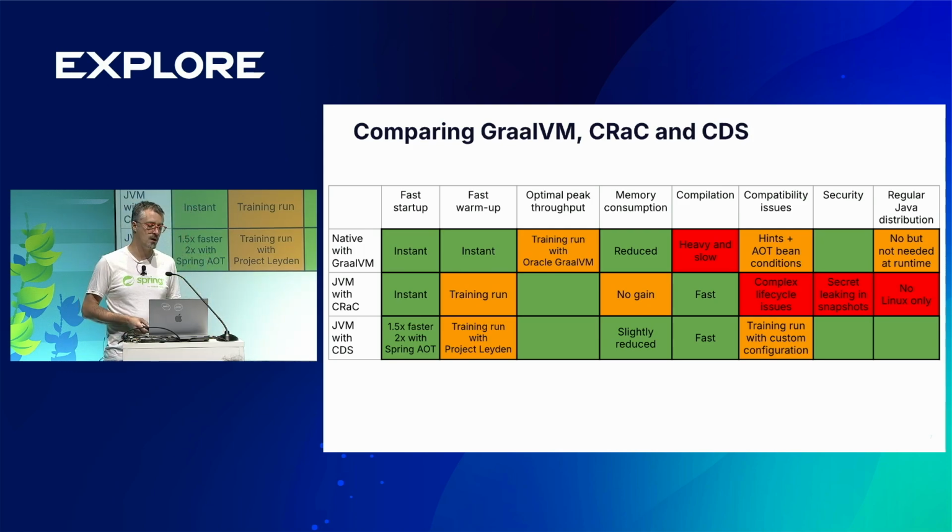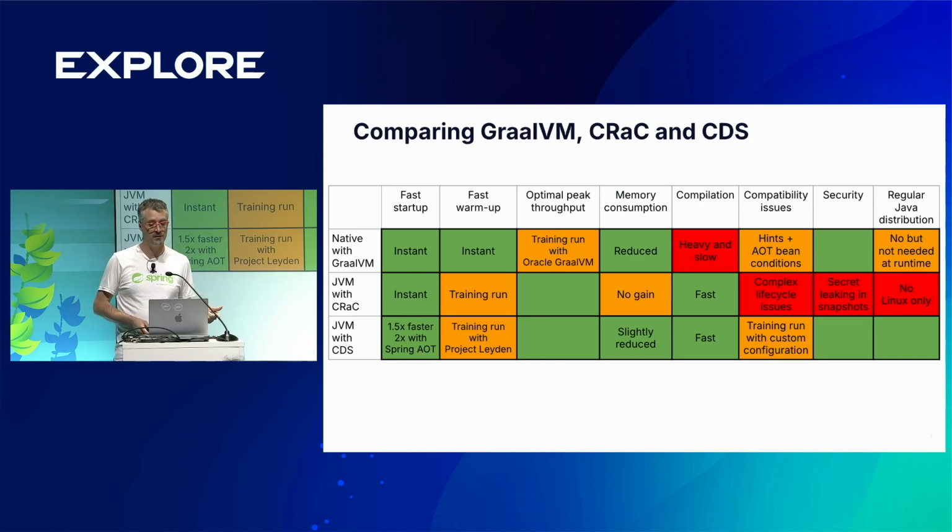CDS has, I would say, more reasonable improvements, more limited improvements, like 1.x faster startup or 2.x with Spring AOT. But it also has much fewer constraints. Like the training run will come with Project Leyden, which is CDS's successor. We are going to talk a bit about that.